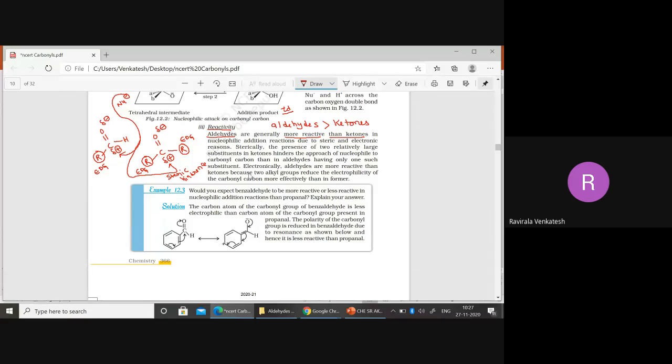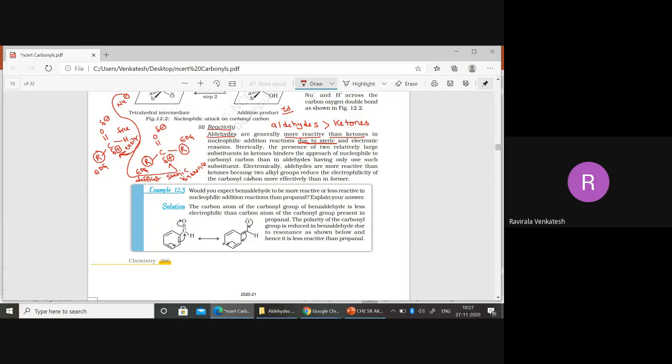So what I'm saying is, due to steric hindrance, attacking of the nucleophile on the ketone side is difficult, isn't it? But here, is there any steric hindrance? This part is free here, therefore it can easily attack it. It's difficult to attack it there. Understood here?